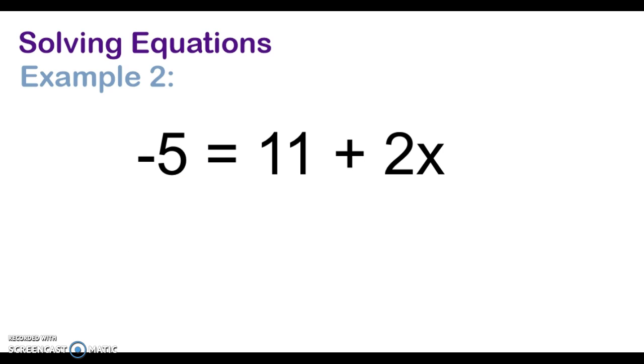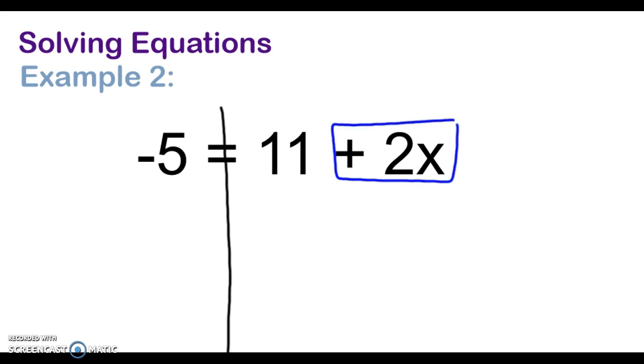Negative 5 equals 11 plus 2x. I'm going to go ahead, draw my line down the middle, and we're going to go back to step 1 where it says box the variable and the coefficient. So it's okay. Now we have it all on the opposite side, and that is completely okay. Just always look for that variable.